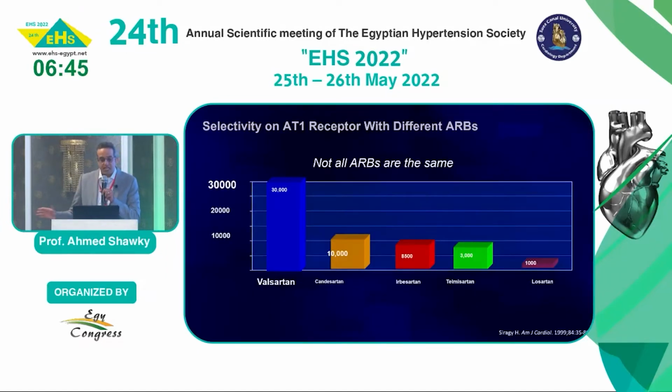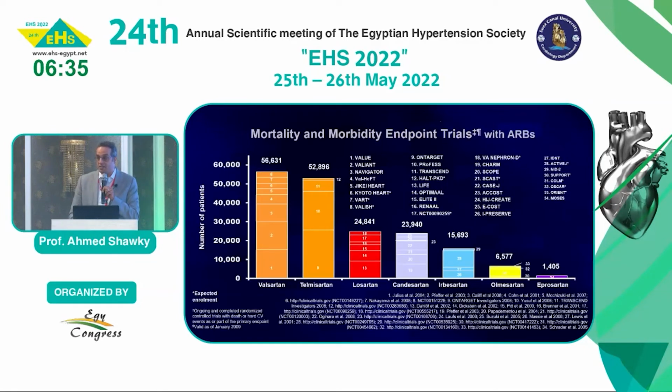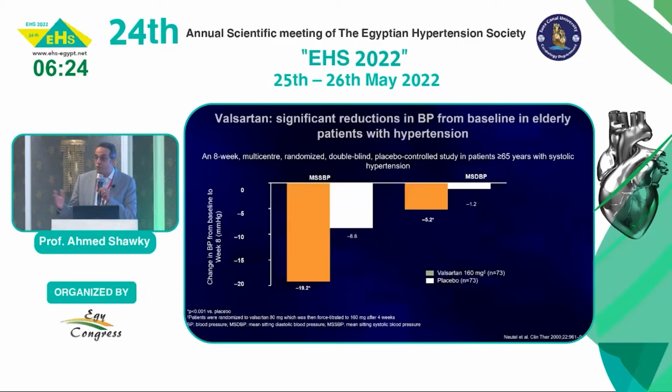Of course, the selectivity on the AT1 receptor, this is, of course, pharmacodynamics. From my perspective, I don't really believe in this. I believe in data. And when we talk about data, there is no more comprehensive data than valsartan. It has been used more consistently than any other ARB in randomized trials. It reduces blood pressure, definitely. And it does this more than placebo.